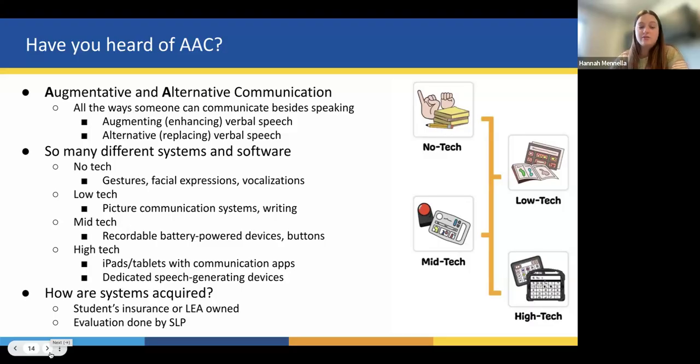And then a quick mention of how our systems are acquired. Typically, students will have an evaluation of some sort done by an SLP, either outside of school or in school. The devices can be paid for by the family's insurance, or they can be purchased by the LEA. And there's some differences there if you have questions about that. I think our contact info is on here somewhere. We can chat further about all the wonderful things AAC and AAC funding. But that's just a quick overview.